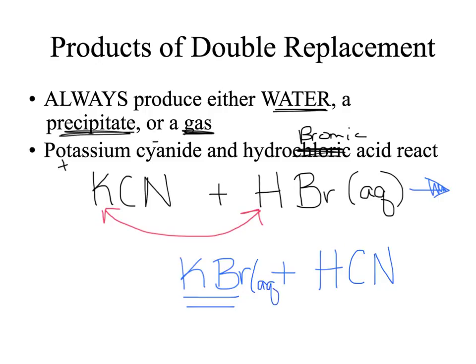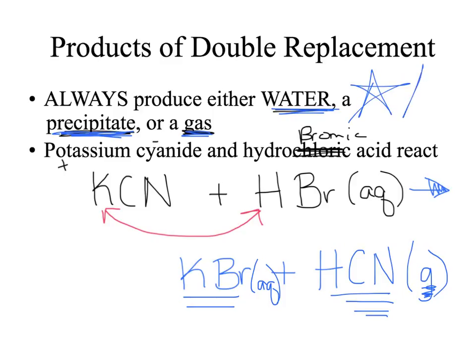I'm going to write aqueous there, which means that I then look up hydrogen cyanide, and it is not a solid, which means that it must be a gas, because I have to have either water, a precipitate, or a gas. I don't have water, I don't have a precipitate, therefore the hydrocyanic acid must be a gas. This is actually a very important thing that you're going to need to remember with double replacements.